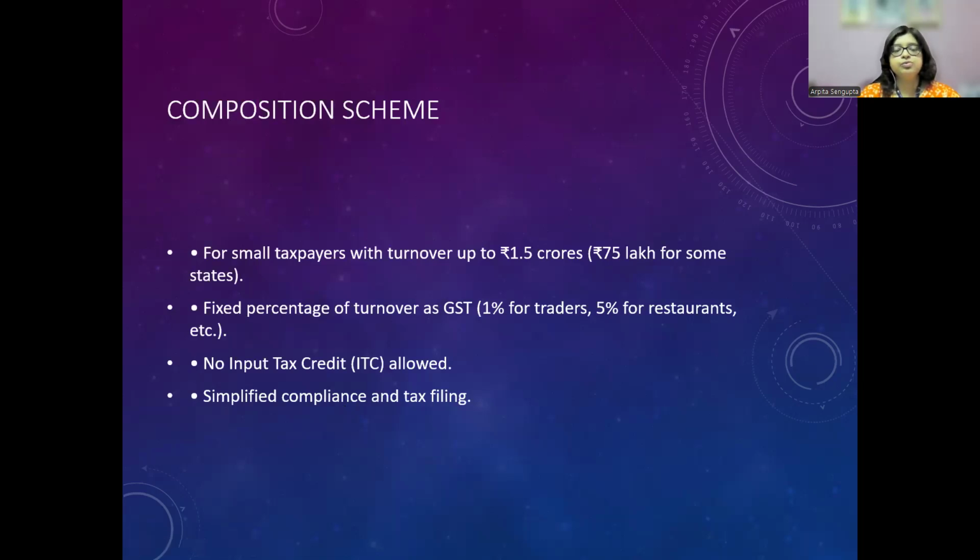For small taxpayers, we now have a concept known as the composition scheme in GST. What is the composition scheme? In the case of small businesses whose turnover is up to 1.5 crore in a particular year, or 75 lakh in some other states, there is an optional scheme known as the composition scheme. Small dealers can opt for it: 1% for traders, 5% for restaurants, etc.